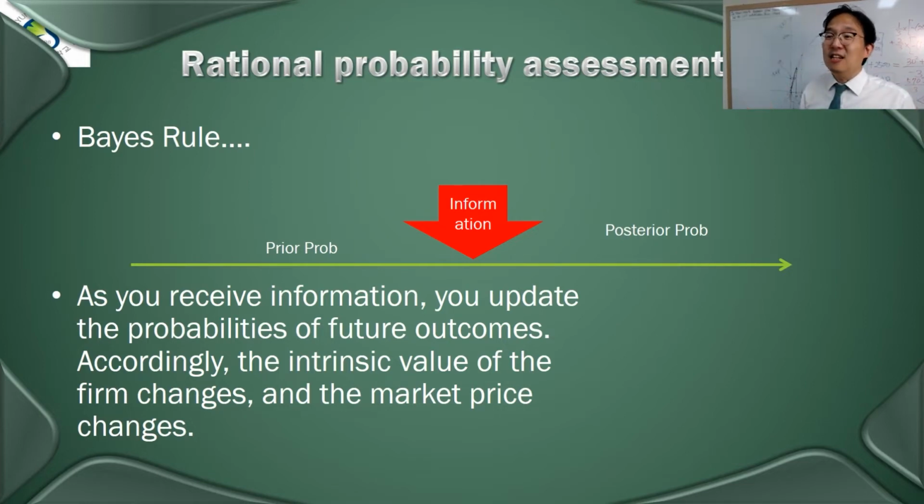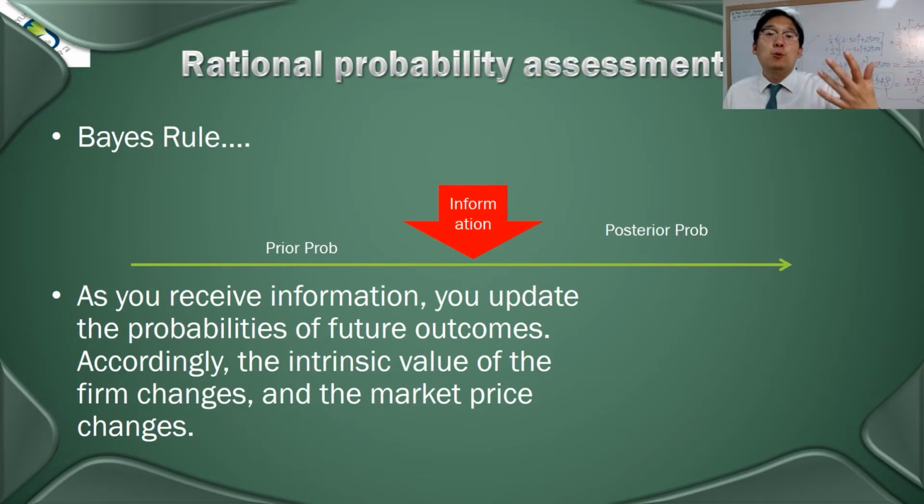In any case, the posterior probability will be different from your prior probability. As you receive information, you update the probabilities of future outcomes. Accordingly, the intrinsic value of the firm changes and the market price changes.